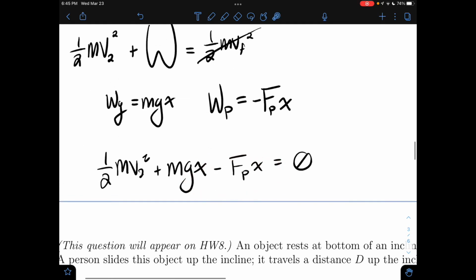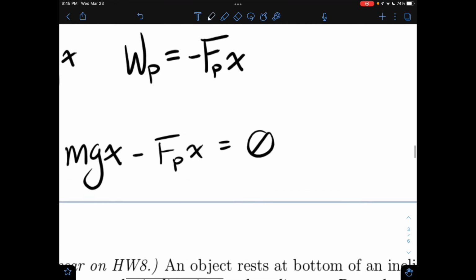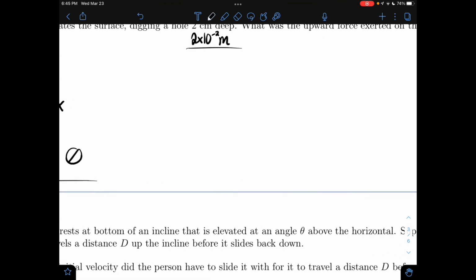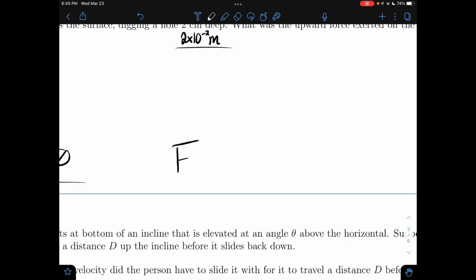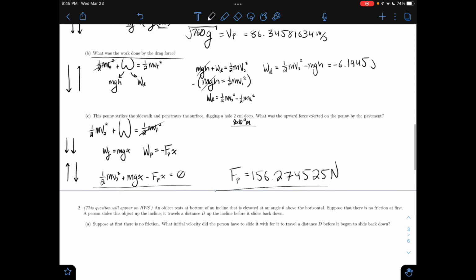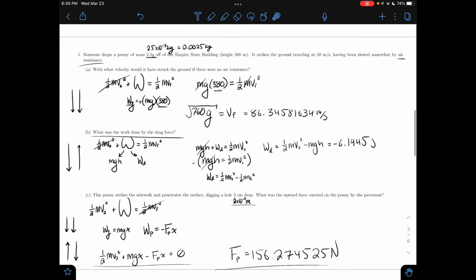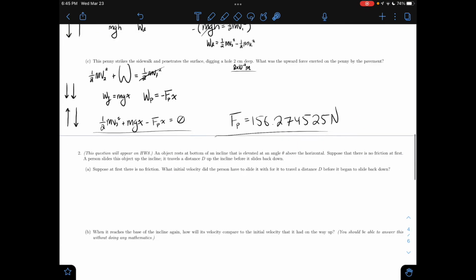So now we solve this whole equation for this force, because that's what the question's asking for, right? The force exerted on the penny by the pavement. So all I do now is I solve this. It's one equation, one unknown. I solve for that force, and if I plug everything in, I get my force from the pavement is 156.274525 newtons. Right? And we want to keep our units, right? Energy is in joules, force is in newtons, velocity is in meters per second.